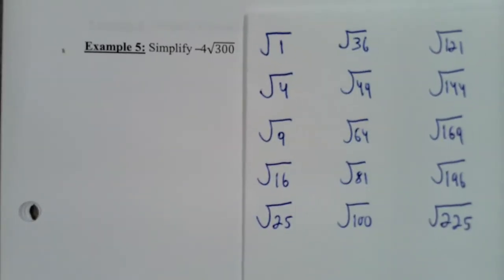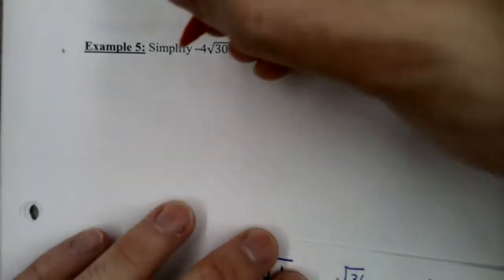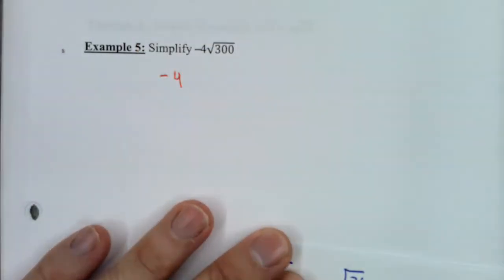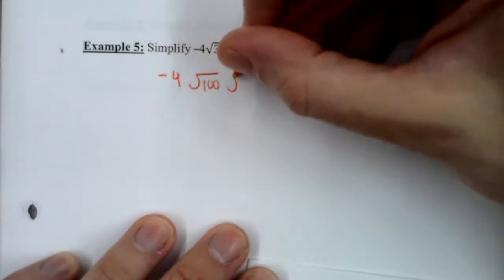One more on this page. Simplify the square root of 300 from this list of numbers. The biggest one that's a factor of 300 is 100. So I'll leave the negative 4 there. That's not a problem. I'll rewrite square root of 300 as square root of 100 times square root of 3.